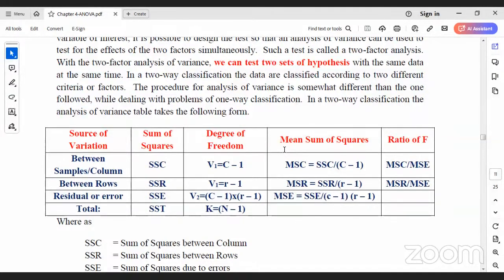The residual or error, SSE. Then V2 is equal to C minus 1 into R minus 1. See, the C minus 1 value above into the R minus 1 value above. Then MSE is equal to SSE divided by C minus 1 into R minus 1. Then total. Total is nothing but SST. K is equal to N minus 1.